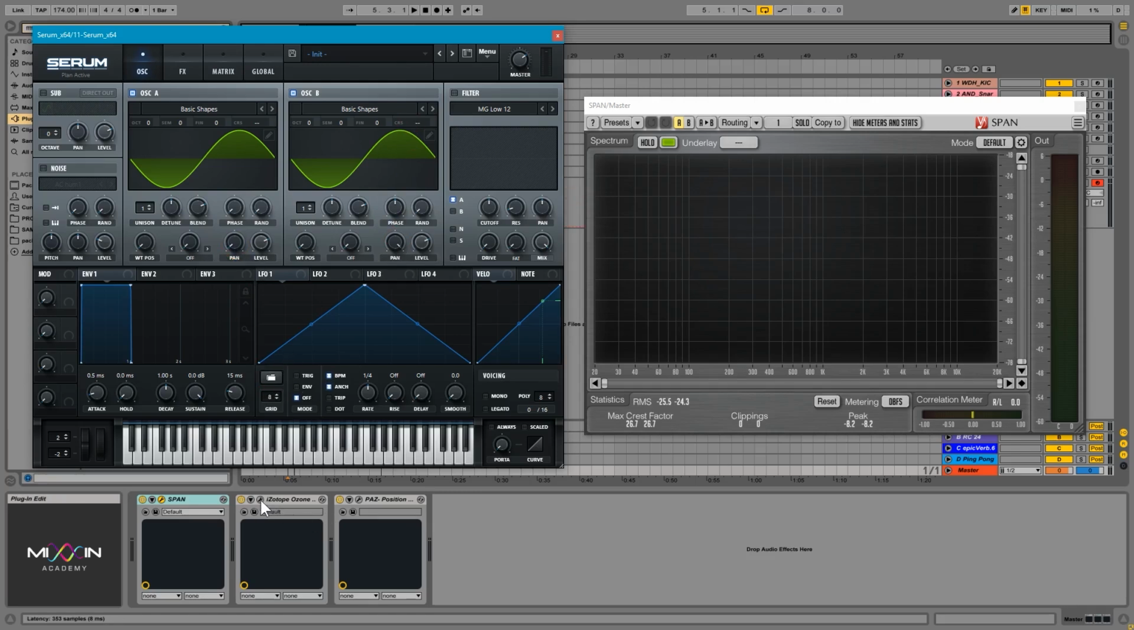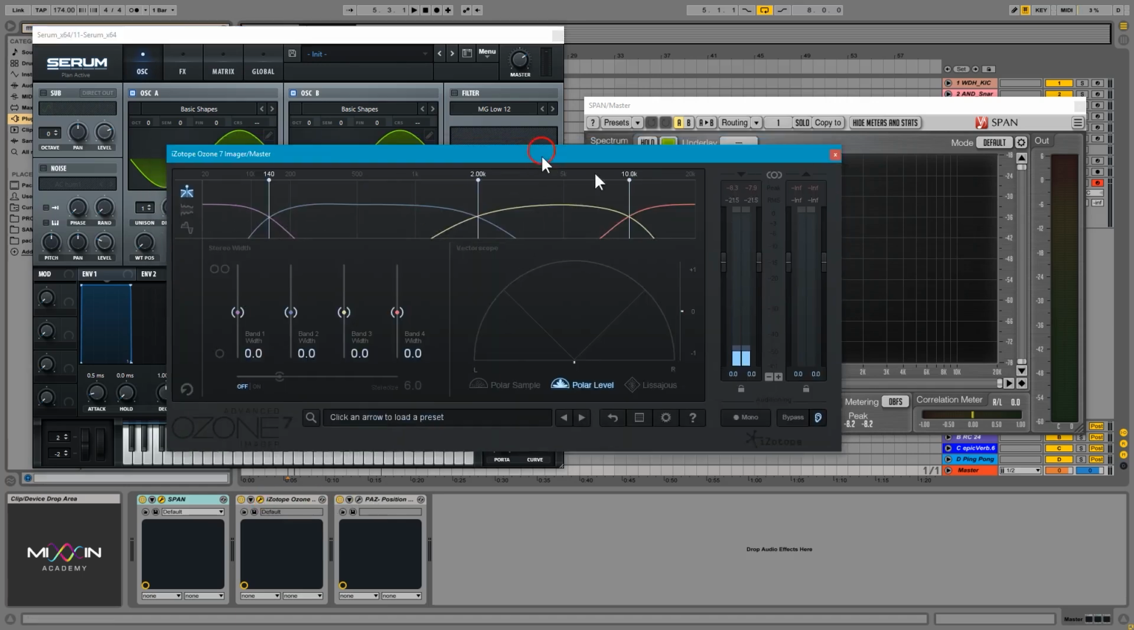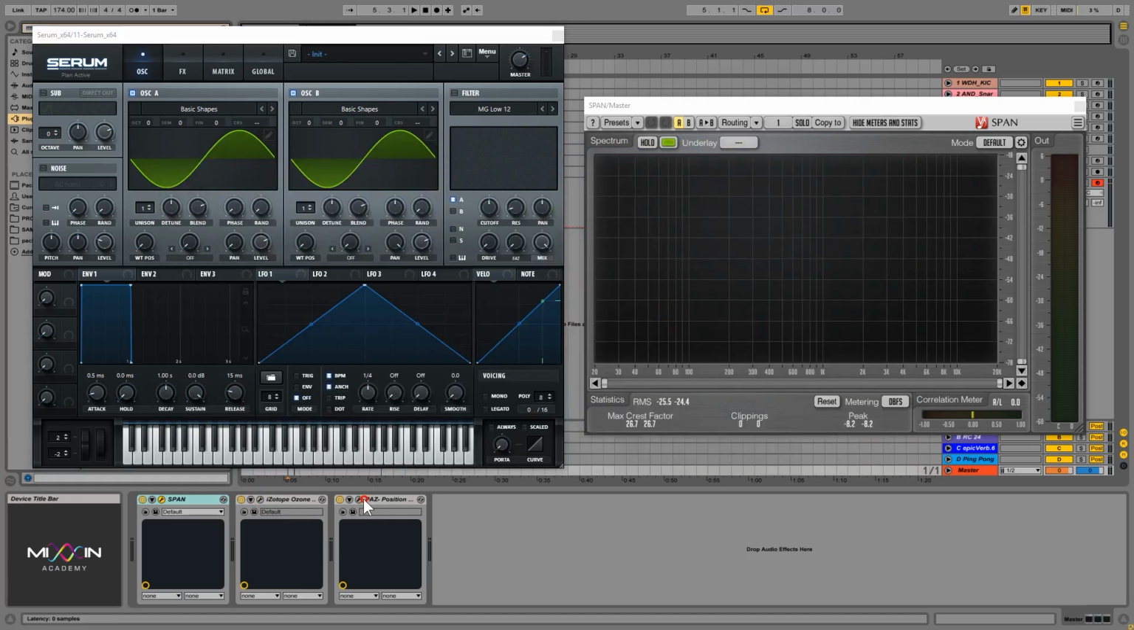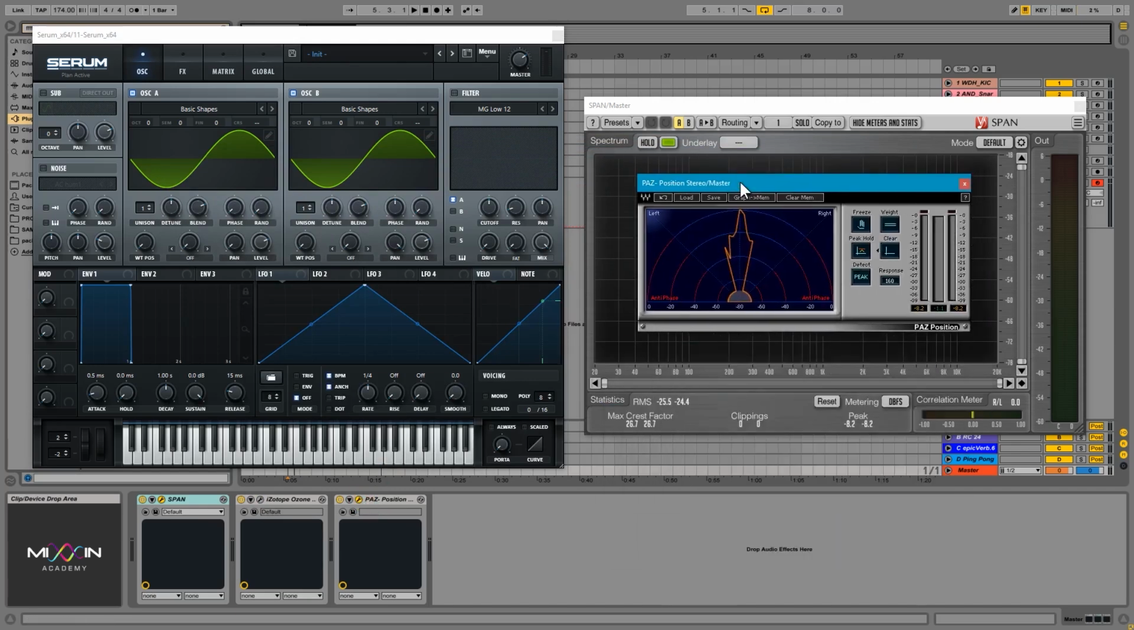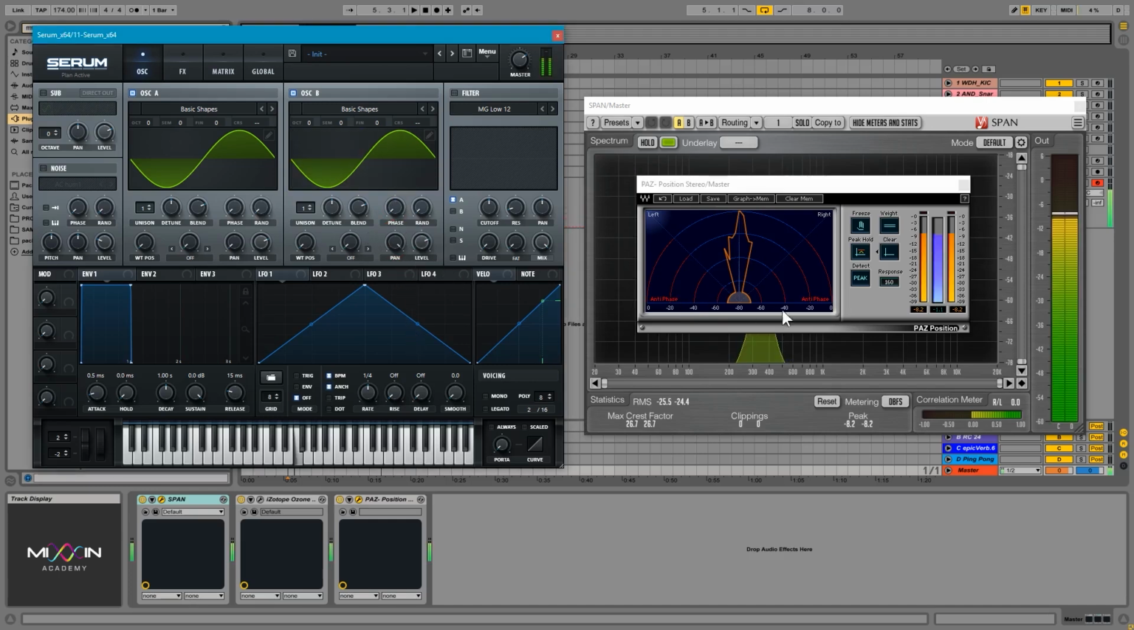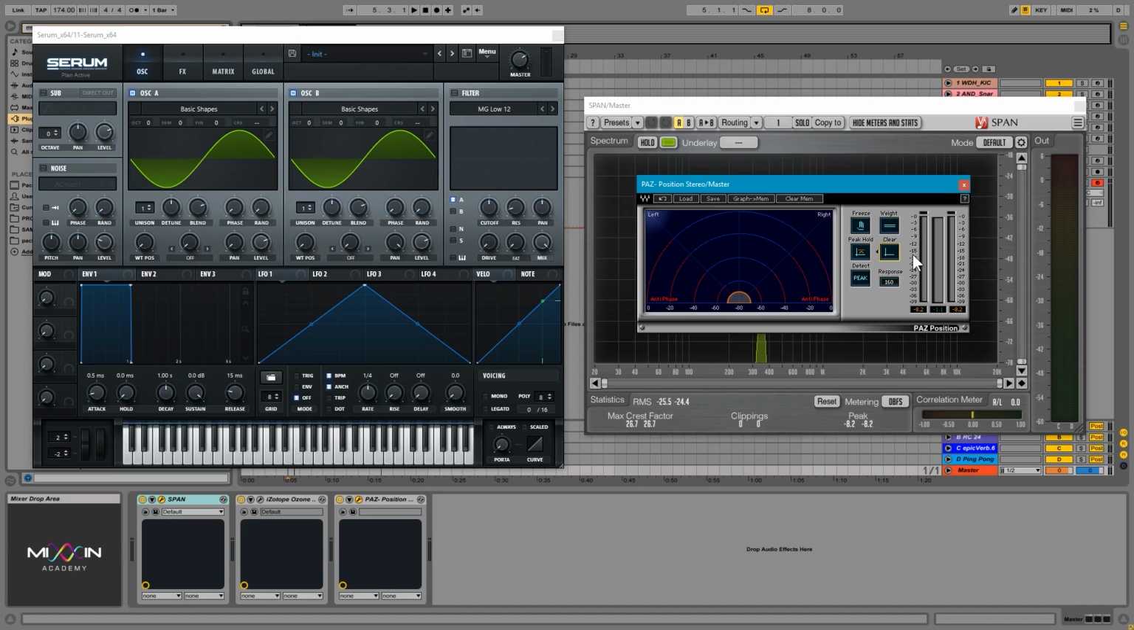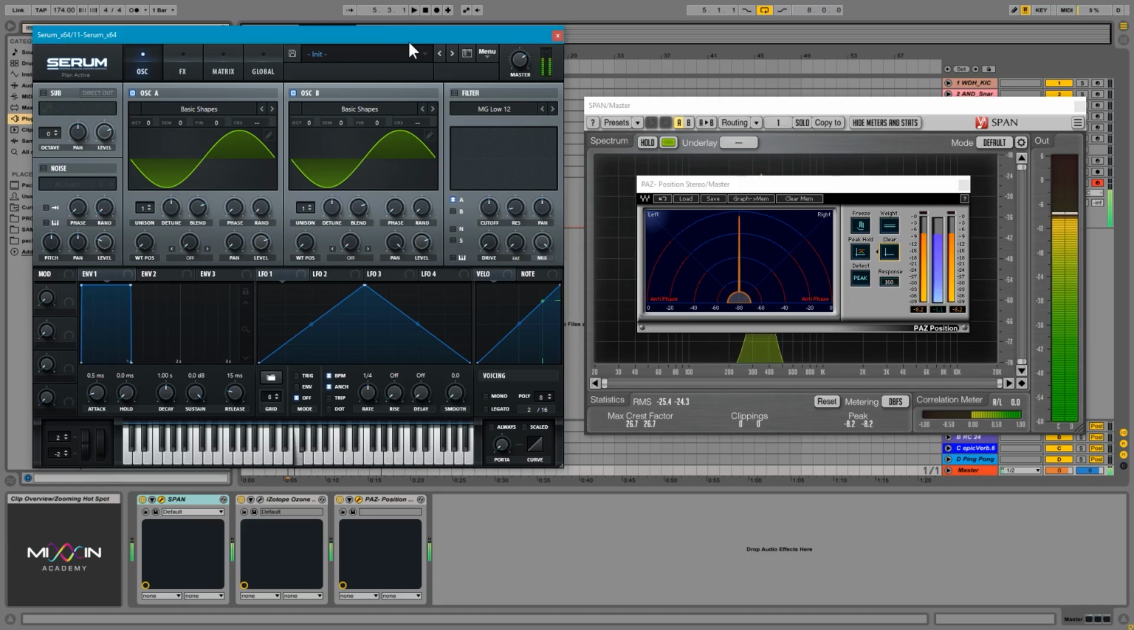Now there are other measuring tools that also show us phase correlation along with the amplitude. Like let's say this one, or this one. So just a graph that shows us the phase. Let's see what that looks like when it's completely mono. Let me reset this. So you see, completely mono right there.